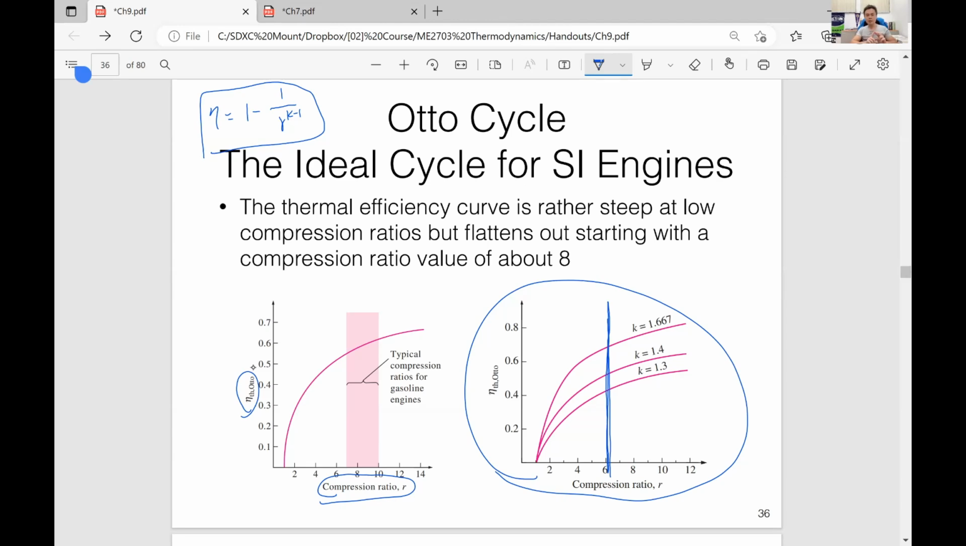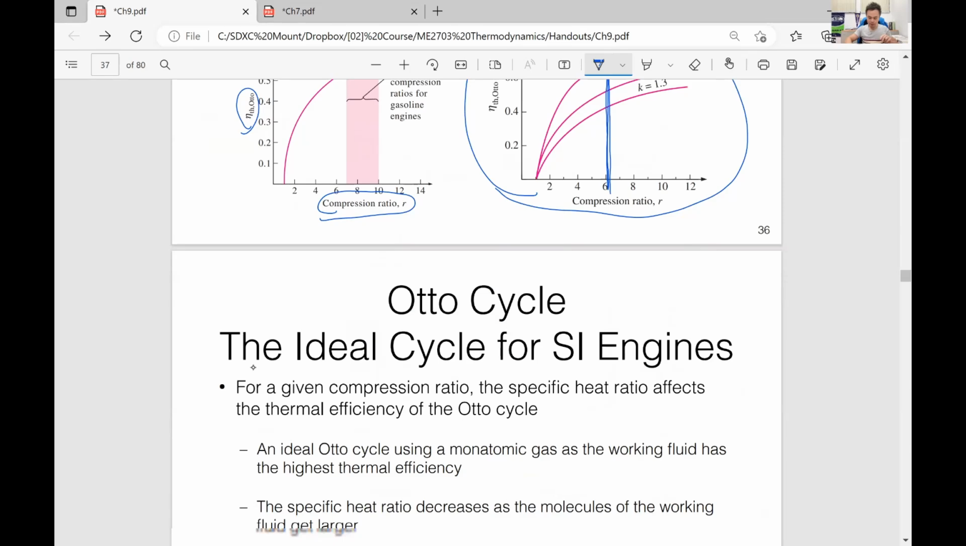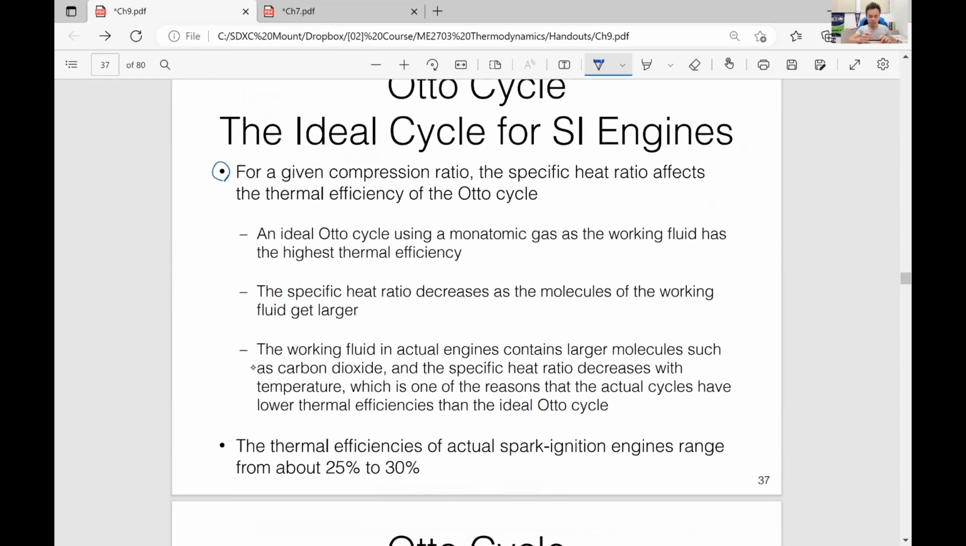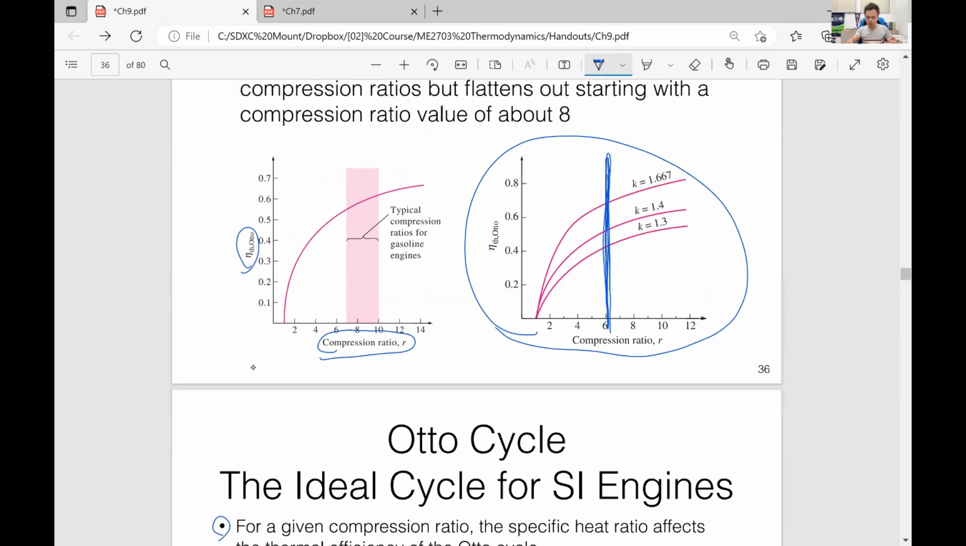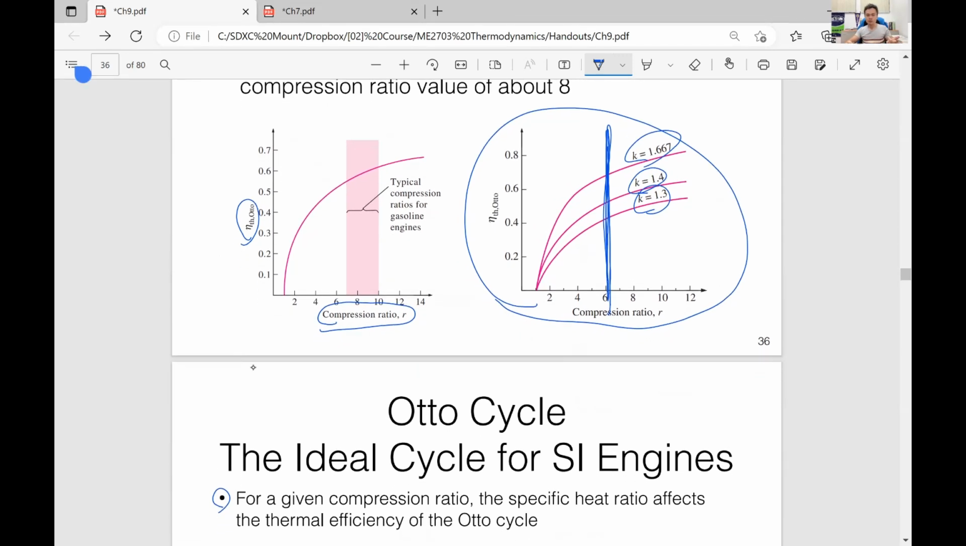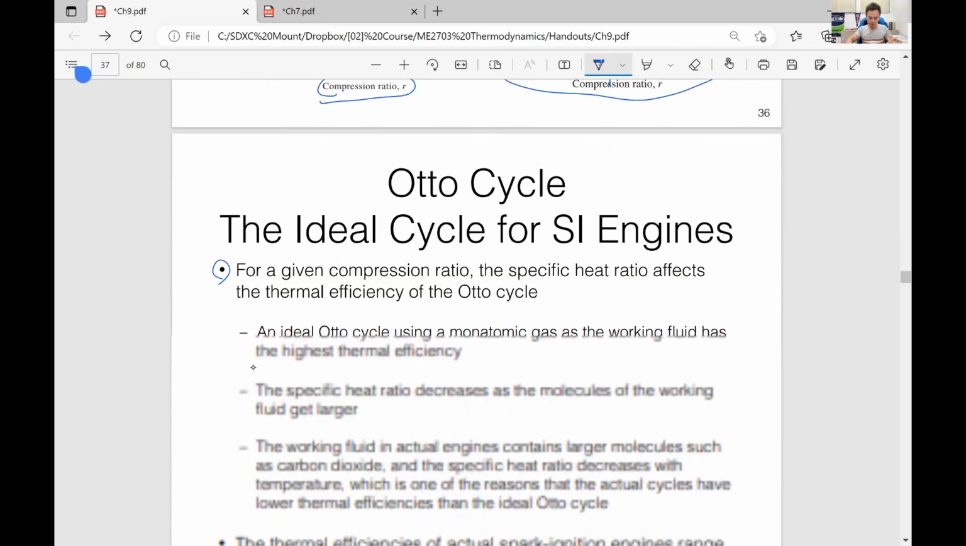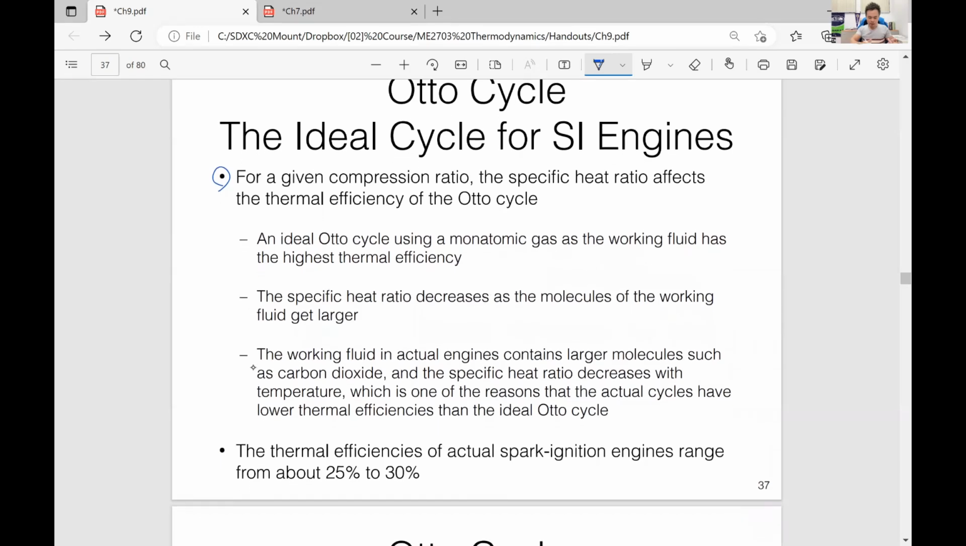However, there are some limits. There are some limits on increasing these two ratios. Okay. Look at this. For a given compression ratio, the specific heat ratio affects the thermal efficiency of an Otto cycle, right? For a given compression ratio, specific heat ratio affects the thermal efficiency. And we know when specific heat ratio is higher, then the efficiency will be higher.